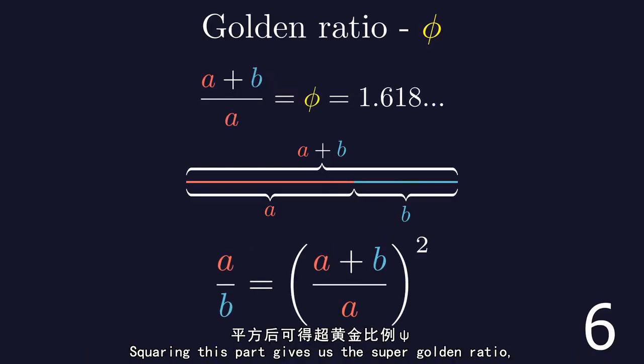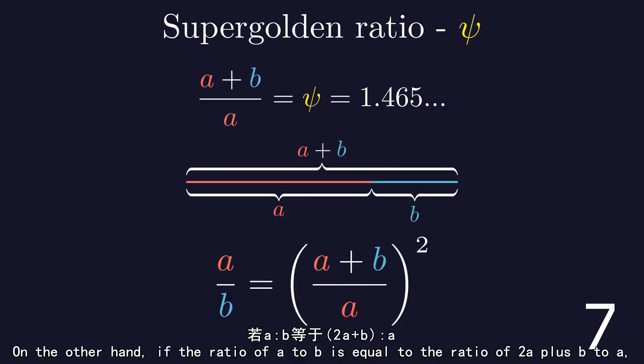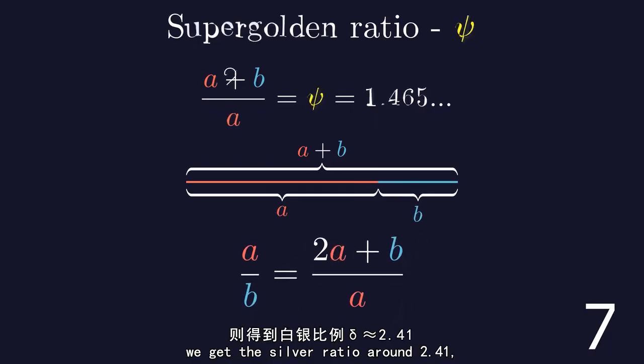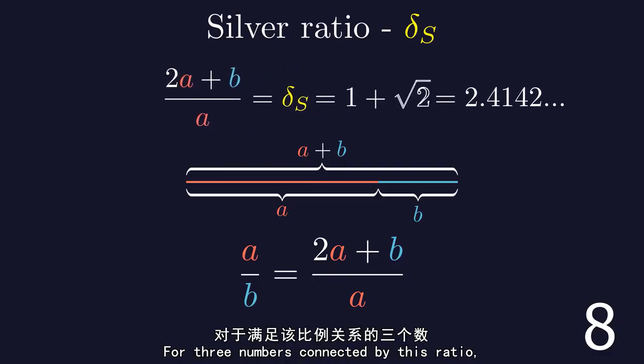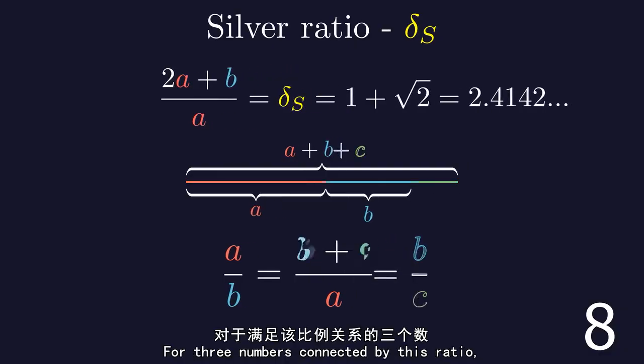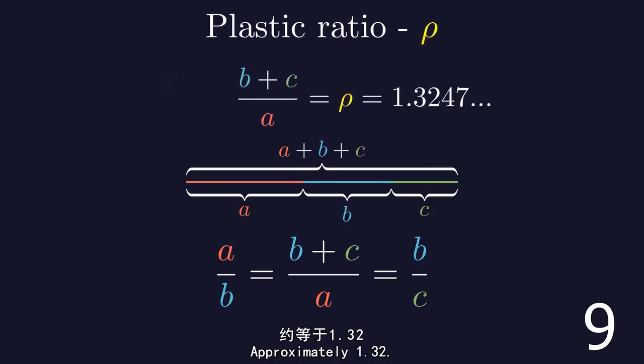Squaring this part gives us the super golden ratio, approximately 1.46. On the other hand, if the ratio of a to b is equal to the ratio of 2a plus b to a, we get the silver ratio around 2.41, exactly equal to 1 plus the square root of 2. For three numbers connected by this ratio, we have the plastic ratio, approximately 1.32.